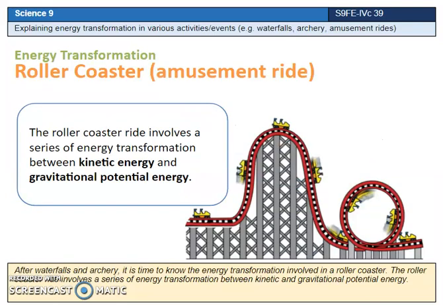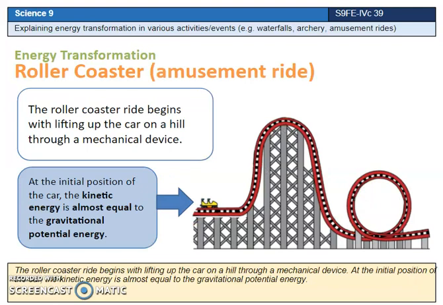After waterfalls and archery, it is time to know the energy transformation involved in a roller coaster. The roller coaster ride involves a series of energy transformations between kinetic and gravitational potential energy. The ride begins with lifting up the car on a hill through a mechanical device. At the initial position of the car, the kinetic energy is almost equal to the gravitational potential energy.